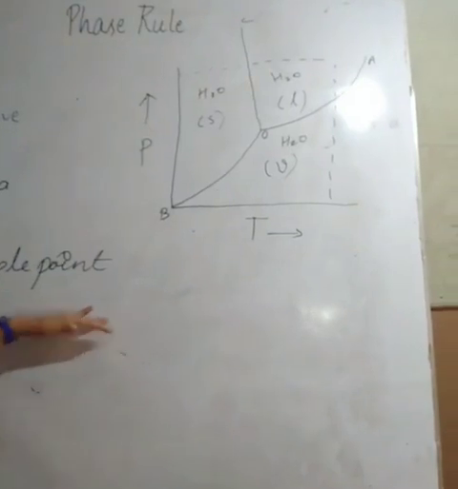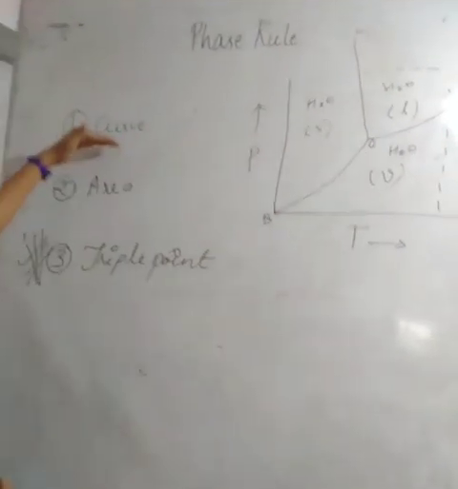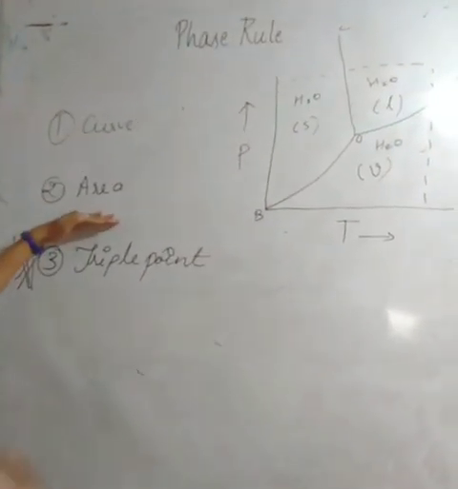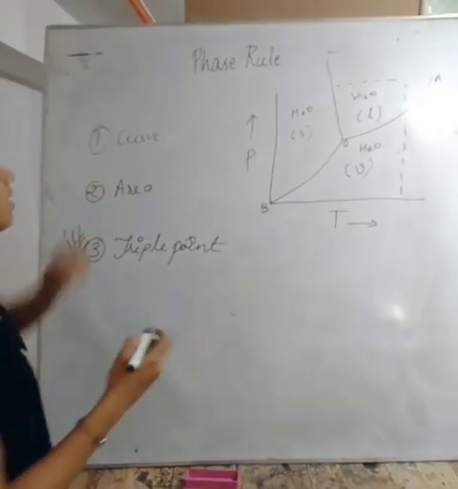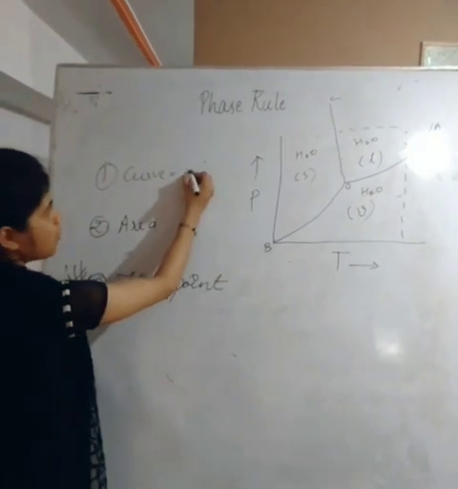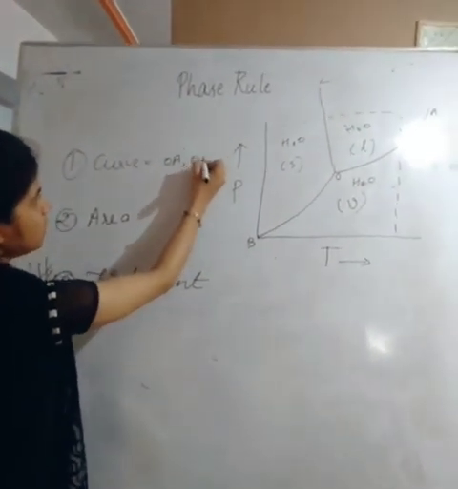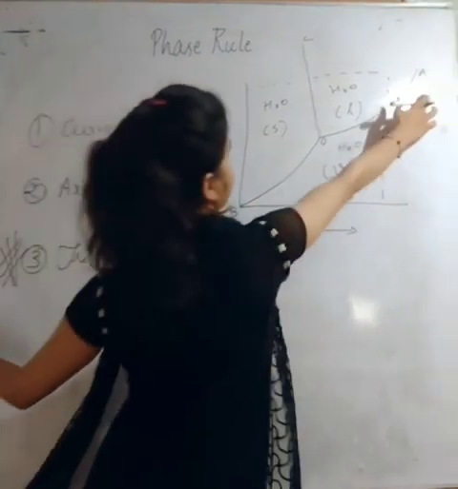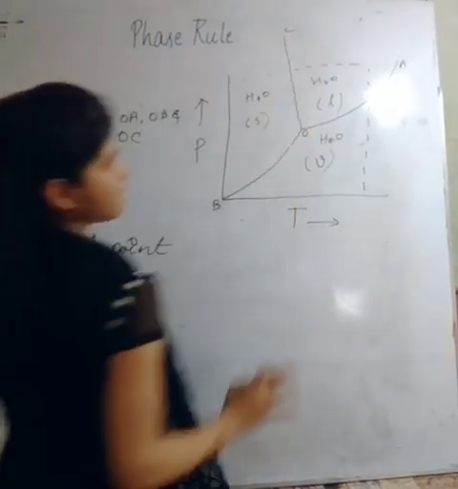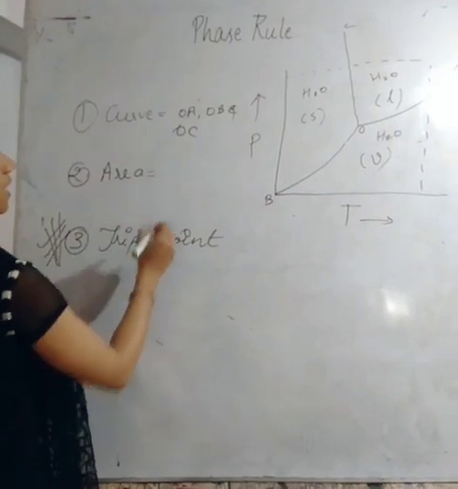Before knowing this, we have to understand these two: what are curves and what are areas, and how we have to calculate the degree of freedom. So the curves are OA, OB and OC. These are the curves, OA, OB and OC.